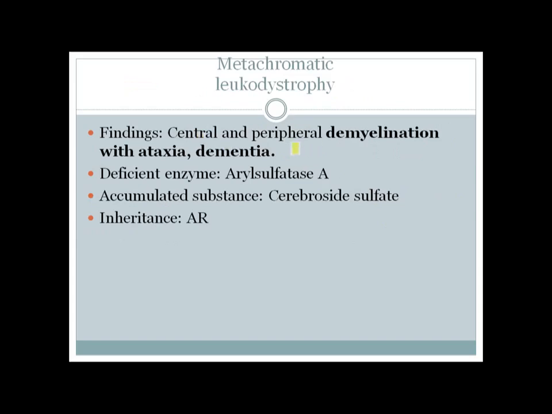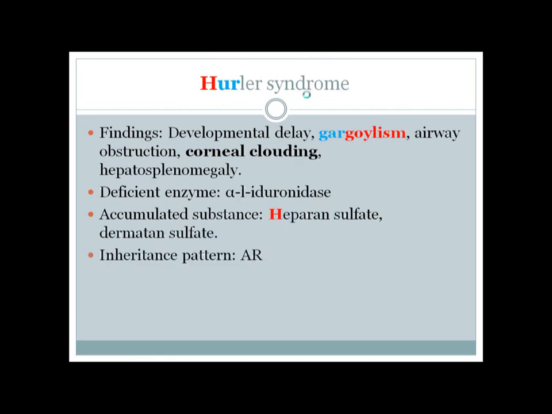Another important disease is metachromatic leukodystrophy. Here there are specific findings which are different from other diseases: ataxia and dementia due to peripheral demyelination, very important. The deficient enzyme is arylsulfatase A, and the accumulated substance is cerebroside sulfate. This is the only disease that has the extra name of sulfate. So cerebroside sulfate, metachromatic leukodystrophy.